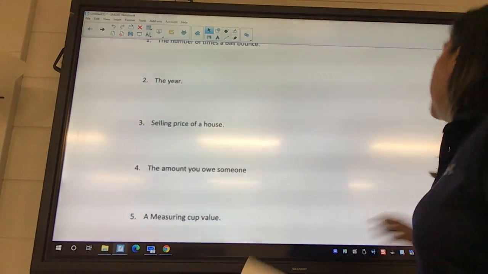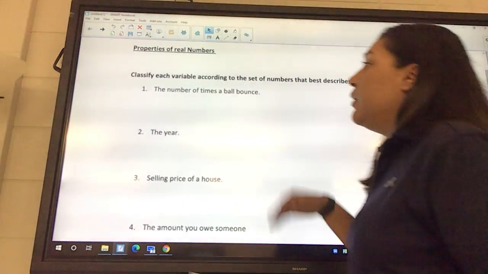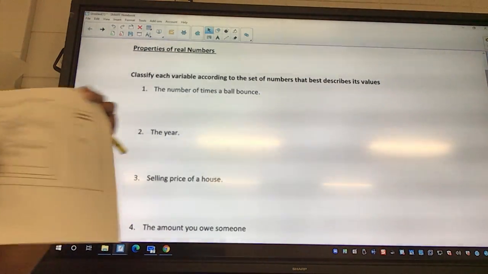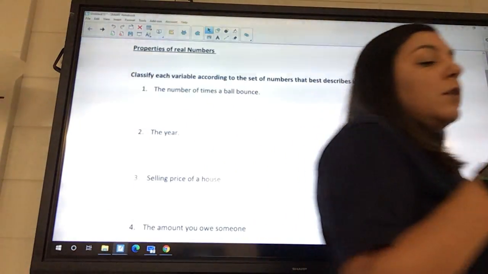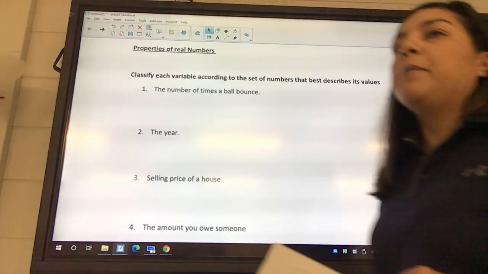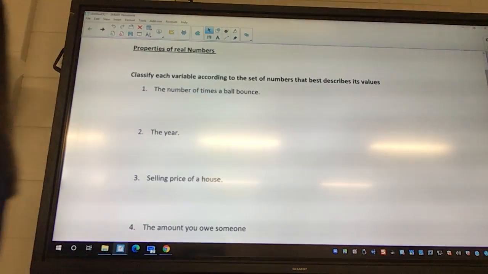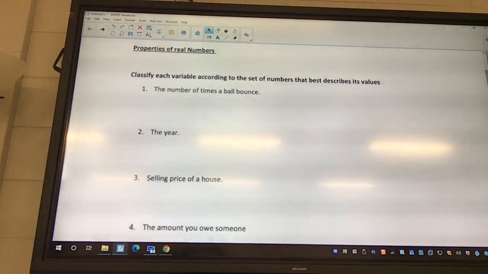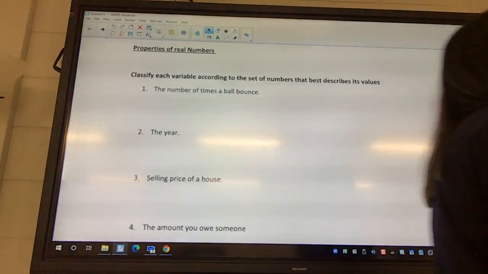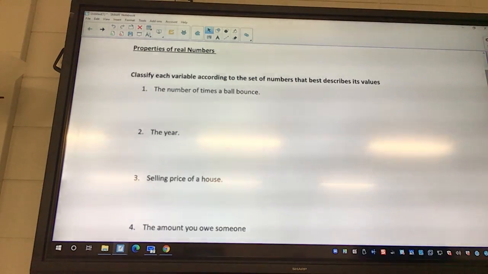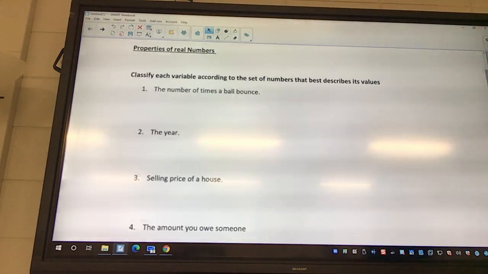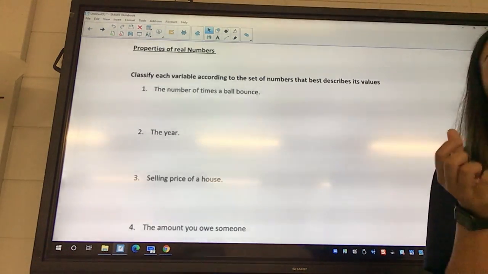If we look at number one and we think about the number of times a ball bounces. If I have a basketball and I start bouncing it, I just want you to think about it logically. Can you bounce a ball a fraction of a time? No, not exactly. Can you bounce a basketball a decimal of a time? Not really. Can you bounce it negative times? No. And you can't bounce it 0 times because then it didn't technically bounce, right? Otherwise, you're just holding the ball.